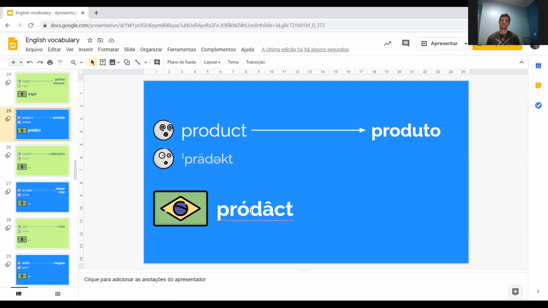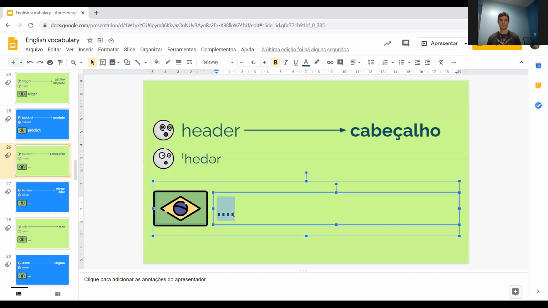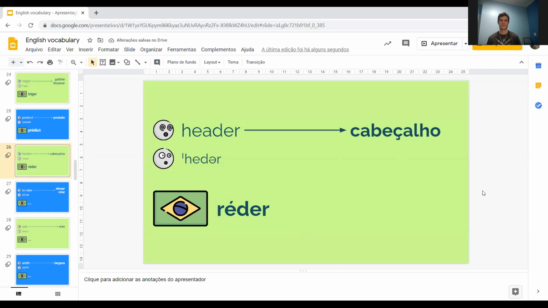Okay. The next one, I would say header. Yeah, that's perfect. Header. Finally. Header. You know what? This is a tough one to give you an example. Because it's, how can I say, a property of development. Header.